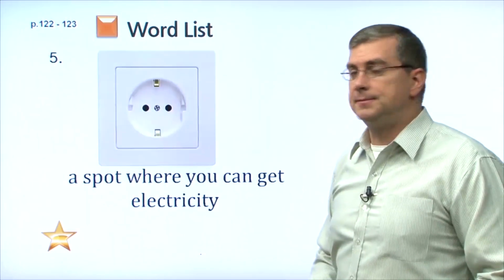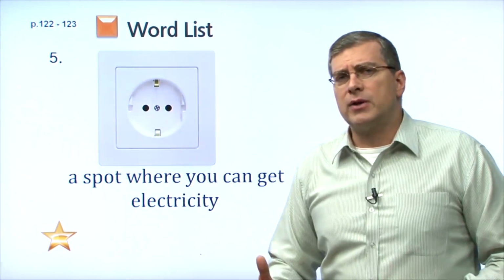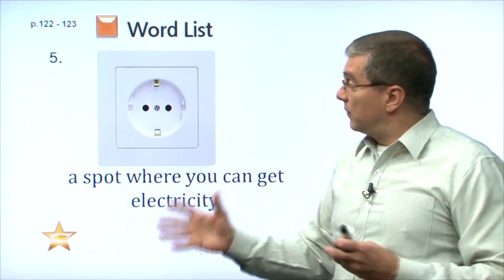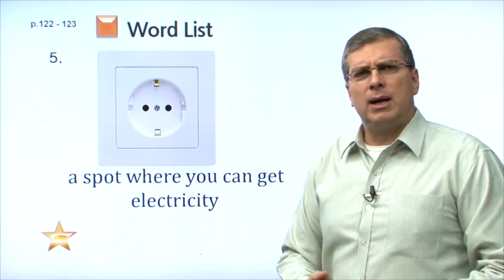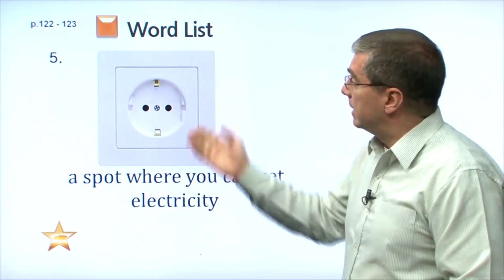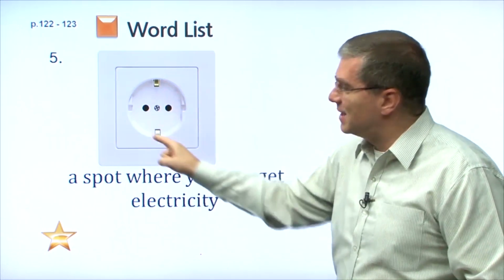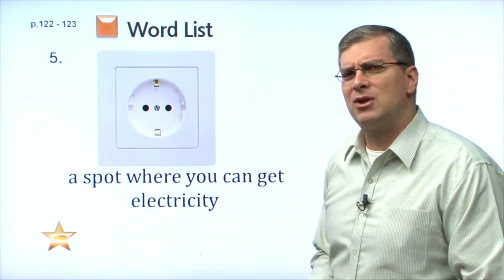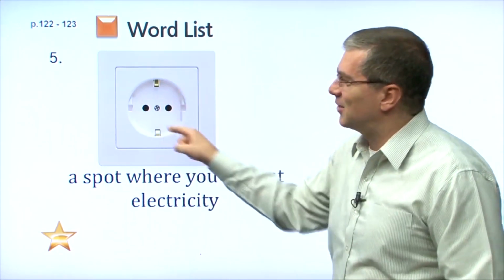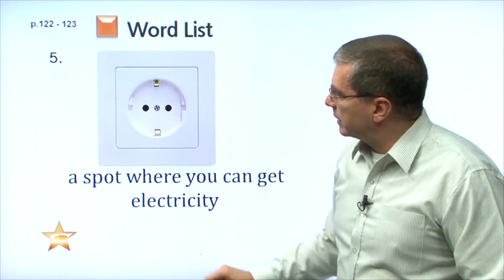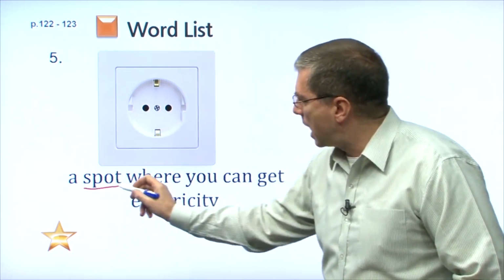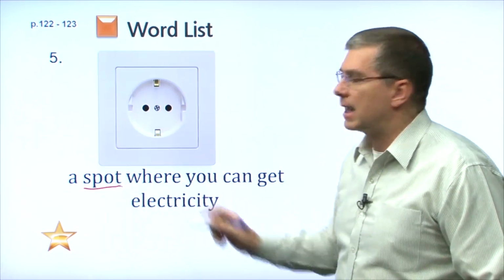Okay, let's move on. Now, we've talked about where electricity comes from. We found out how we can make electricity. But how can we use electricity? Where can we get the electricity from? We can get electricity from this. You can see this in your house, right? How many do you have in your house? Wait, you can count them later. Let's study, okay? But what is this? We can describe it as a spot, a place, right? A spot where you can get electricity.